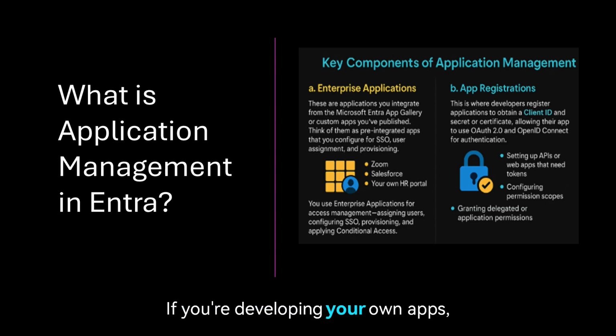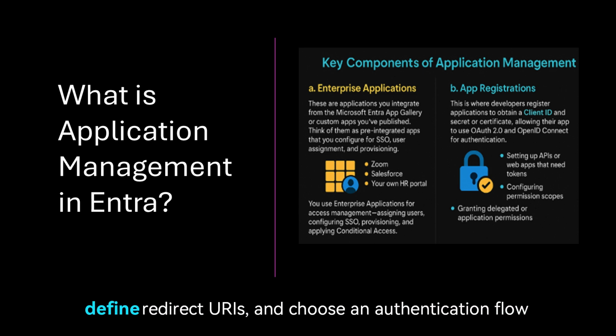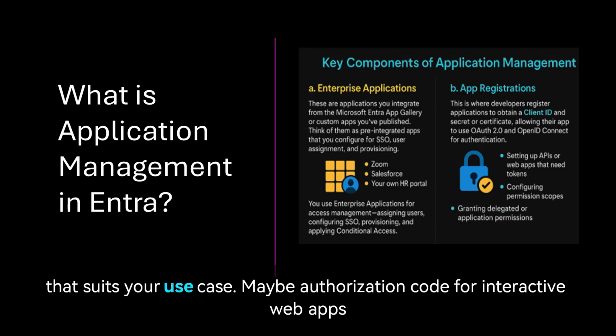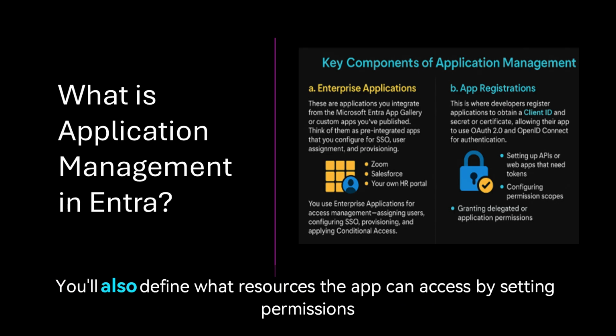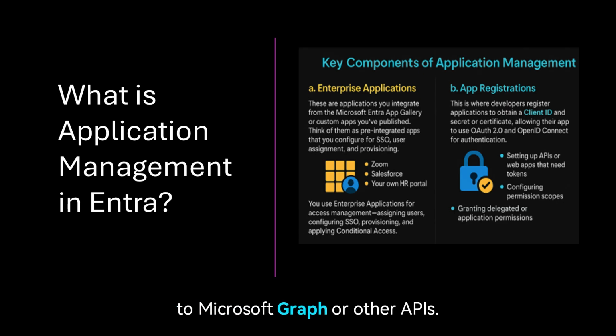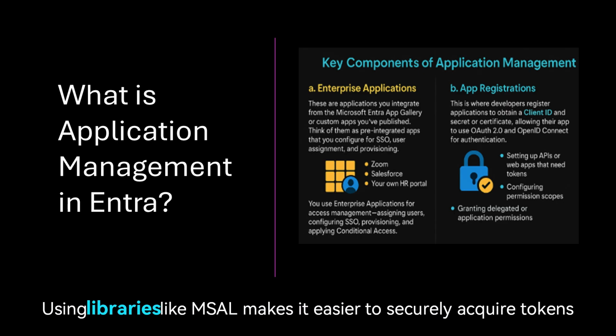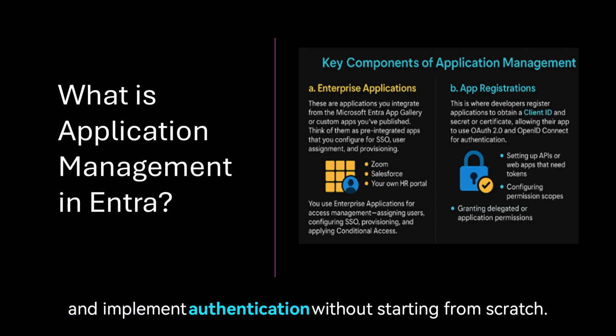If you're developing your own apps, the journey begins with an app registration. You'll configure client secrets or certificates, define redirect URIs, and choose an authentication flow that suits your use case. Maybe authorization code for interactive web apps or client credentials for daemon services. You'll also define what resources the app can access by setting permissions to Microsoft Graph or other APIs. Using libraries like MSAL makes it easier to securely acquire tokens and implement authentication without starting from scratch.